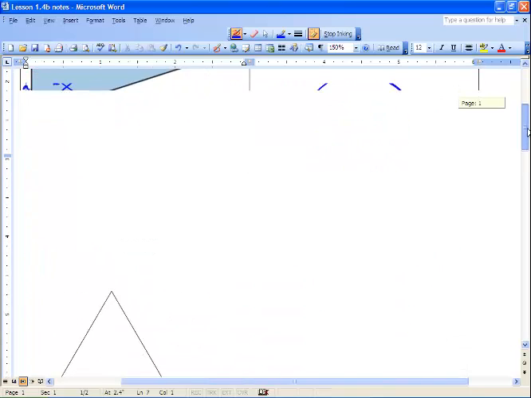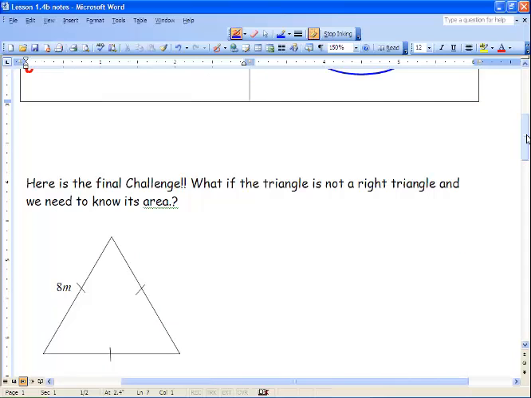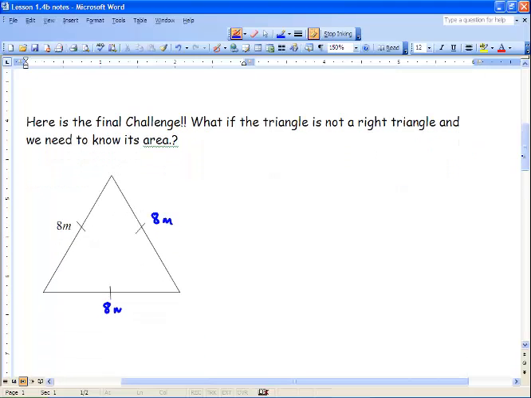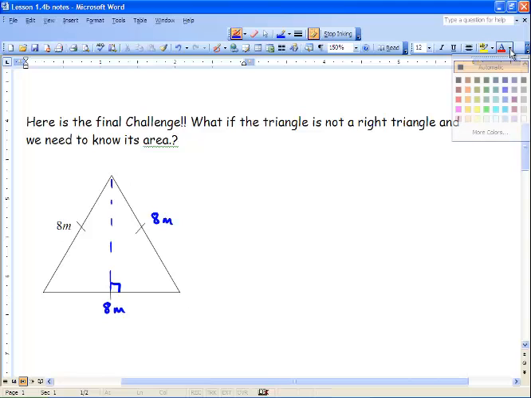Well, let's go down. We're going to find the area of this triangle even though it's not a right angle triangle. We know this is an equilateral triangle, so this side is 8 meters. We also know that this side is 8 meters. What we want to do is break it down so that we can get a right triangle. So we're going to draw a line right down the middle, and all of a sudden we have a right triangle. And we can use Pythagoras to find the surface area of this. We need to find the height first, and then we're going to find the area.